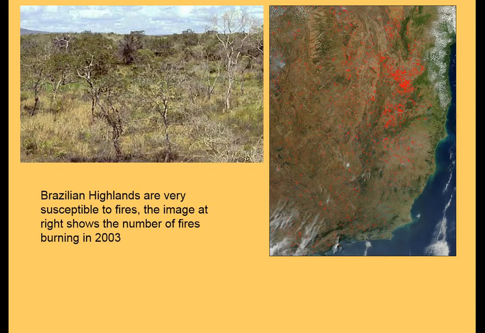The Brazilian Highlands shown here, you can see the picture on the left-hand side. Elevated, somewhat flat area, but very brushy. Does not get a lot of rainfall, and because of this, they're very susceptible to fires, as are any area that doesn't have a lot of rain, but with a lot of brush and stuff like that. You can see this picture on the right with all these red dots show all the fires that happened in 2003. So obviously it's an area that's very prone to fires with the dryness that occurs there.